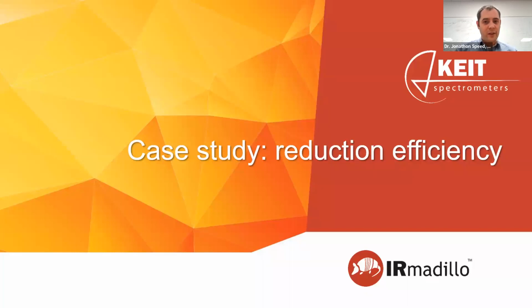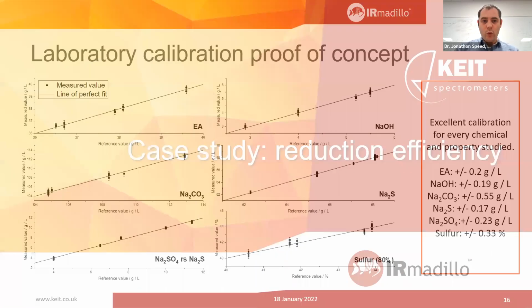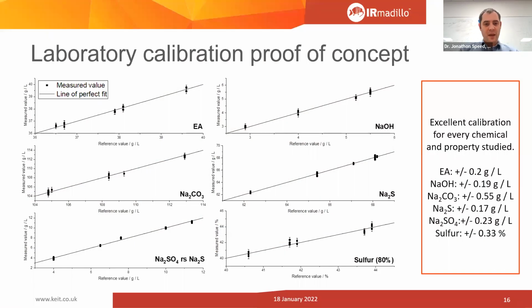So let's talk about the exciting stuff, reduction efficiency. We did some work with a mill in Sweden who wanted to look at reduction efficiency in their green liquor, so the outlet of the smelt dissolving tank. They wanted to be able to measure what was going on and feed that back to control the boiler. And these are the results from our lab testing.